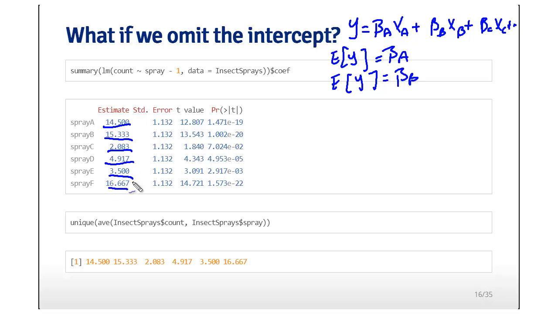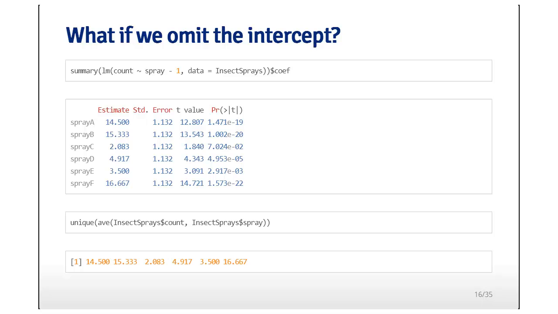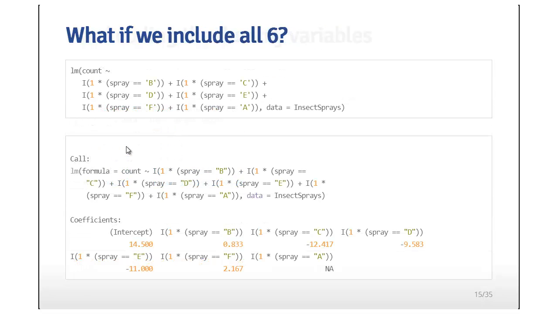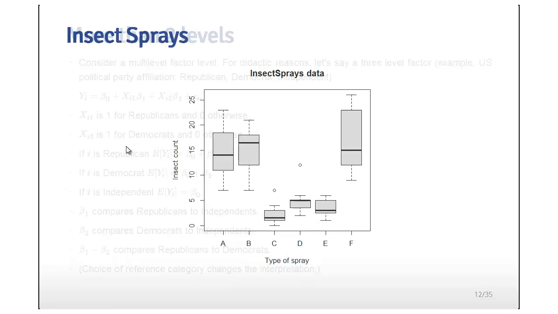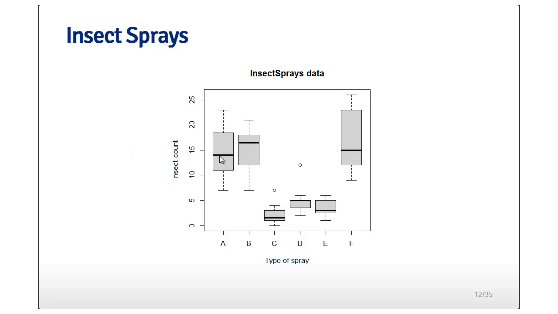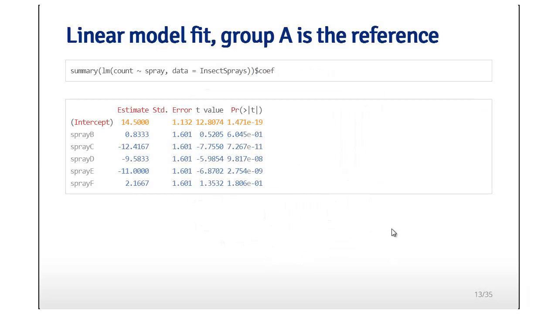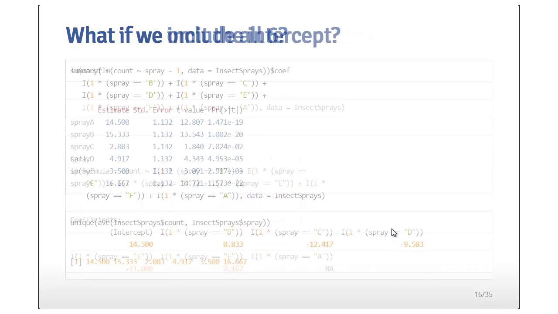Okay, and so let's double check that. So spray A, it's saying the mean should be about 14, and for spray B the mean should be about 15. For spray C it should be about 2. Let's go double check back here, and it makes sense, right? Spray A mean about 15, spray B somewhere around 16, spray C somewhere around 2. Okay, that seems about right. These are the medians, but it's close enough that we know.